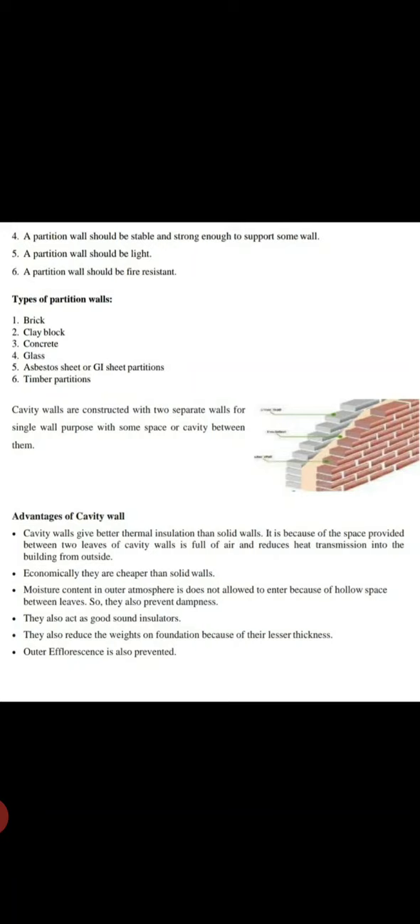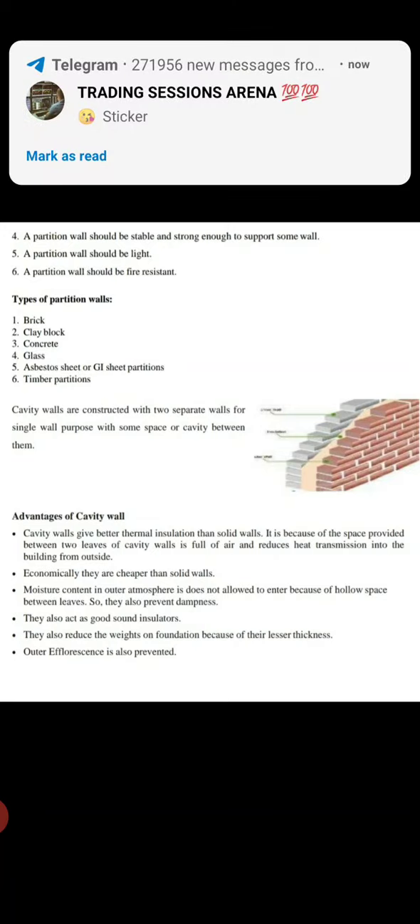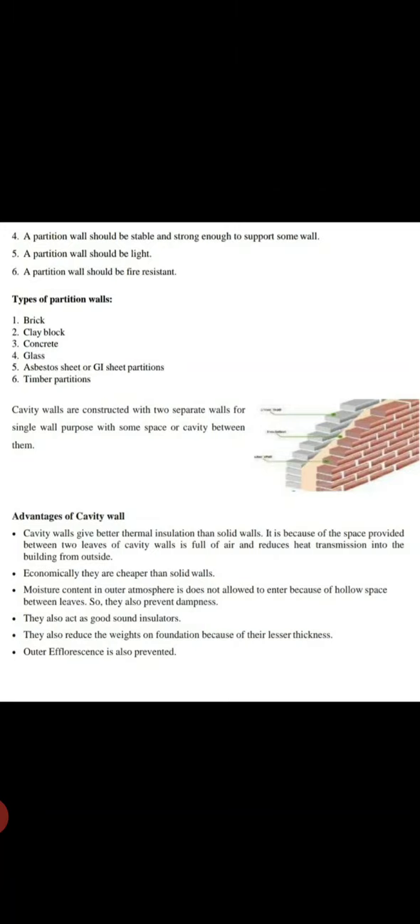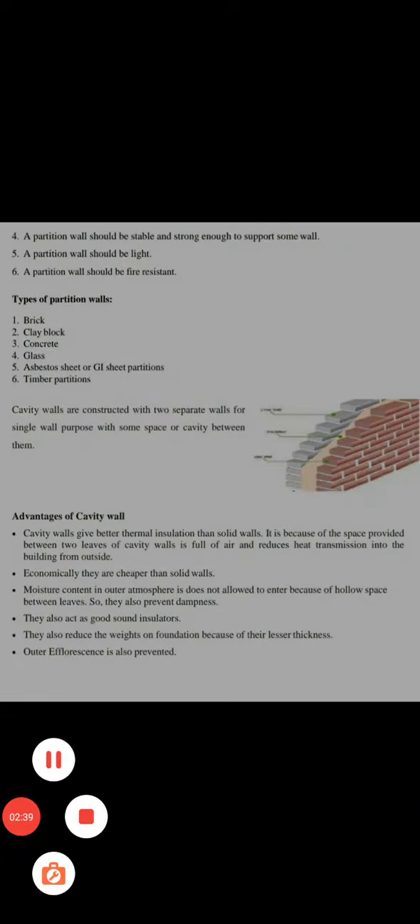Moisture from the outer atmosphere is not allowed to enter because of the hollow space between the leaves, so they also prevent dampness. They also act as a good sound insulator. They also reduce the weight on the foundation because of their lesser thickness, and efflorescence is also prevented. These are some of the advantages of cavity walls.